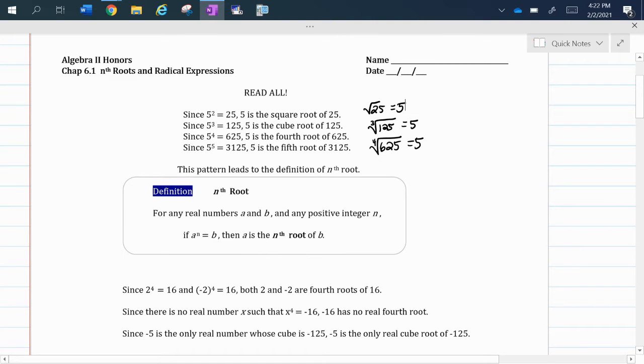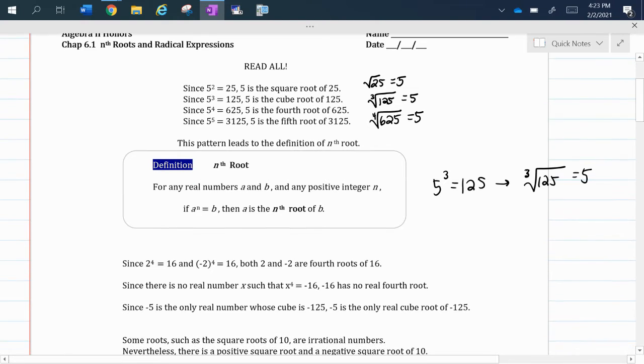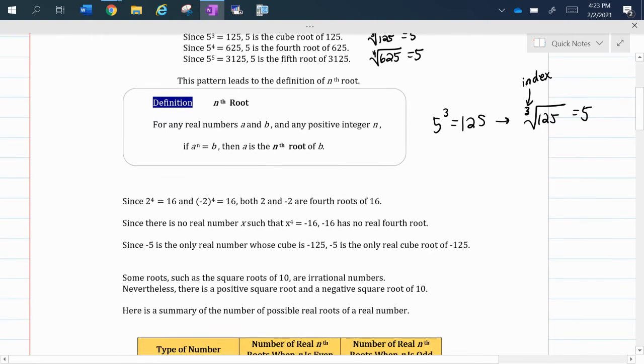The pattern leads to our definition of the nth root, where we say if a to the n power is b, then we say that the nth root of b is a. So in other words, if 5 cubed is 125, then the cube root of 125 is 5. So we're talking about the nth root, where n is the little number here, and n is called the index of the radical. We'll talk more about that in just a second.